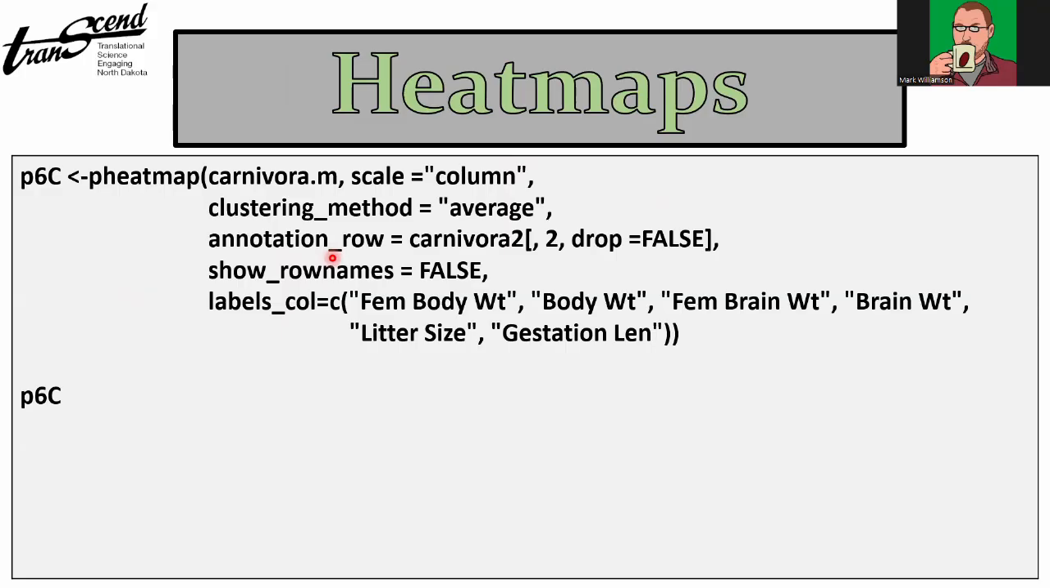We can annotate row. I'm going to do that here. I'm not going to show the row names because that's just sort of the individual observations. And again, I can use labels. It's going to be labels underscore column. I'm going to do the same thing here.